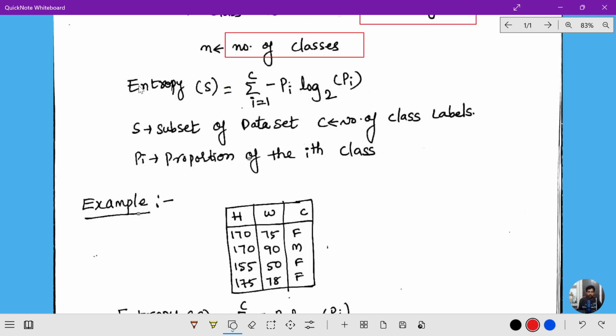So how do we find this entropy? Entropy of S is equal to sigma i equals 1 to C of minus Pi log base 2 of Pi. What is S? S is a subset of the data set. And C is the number of class labels, and Pi is the proportion of the ith class.